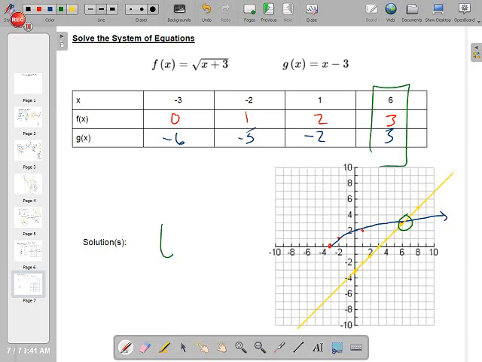I can also see it in the table. They intersect at the point 6, 3. So when I say solve a system of equations, I want you to plot the two functions and determine where they intersect. And here we're not using Desmos, we're doing it essentially by hand.